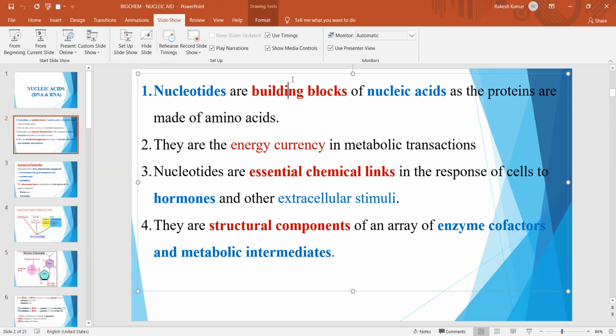They are the energy currency in metabolic transactions. Nucleotides are essential chemical links in the response of cells to hormones and other extracellular stimuli. They are structural components of an array of enzyme cofactors and metabolic intermediates.